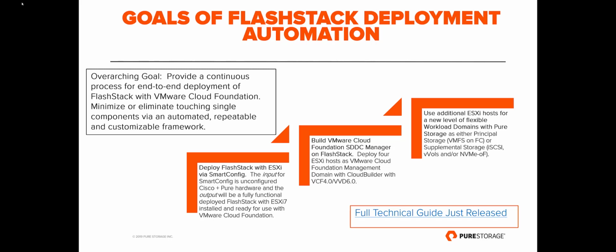So really our goal with this is to firstly deploy an unset up FlashStack with SmartConfig, bring it up to the point where ESXi is installed. We'll then move into the next phase of the deployment where we deploy VMware Cloud Foundation with VMware Cloud Builder. I'll talk more about that in a bit. This is on VMware Cloud Foundation 4.0, which is using VMware Validated Design 6.0.